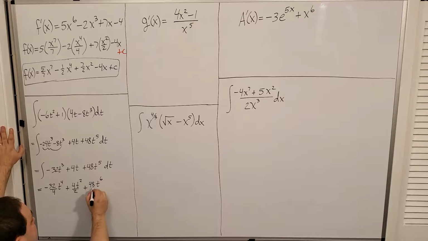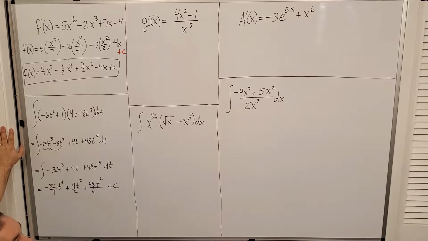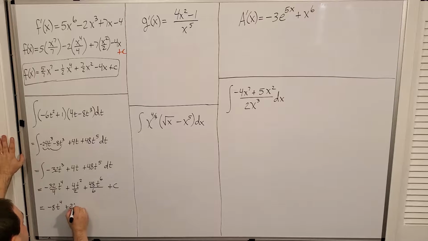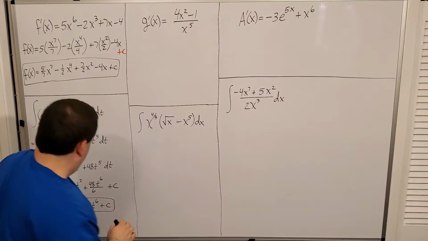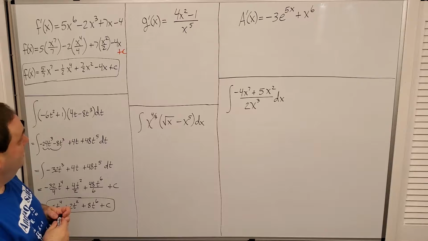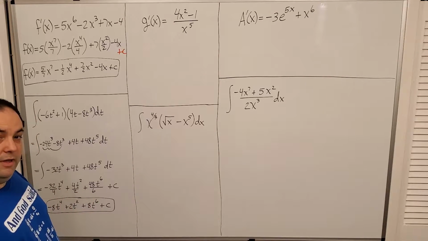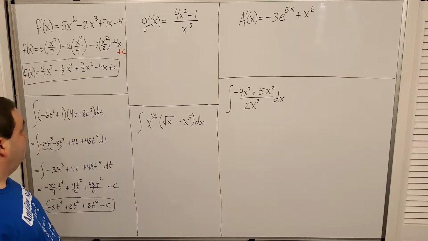48 t to the 6th over 6. Don't forget the plus c. Final answer, negative 8 t to the 4th plus 2t squared plus 8 t to the 6th plus c. And there it is. Okay? So power rules, very, very, very important.